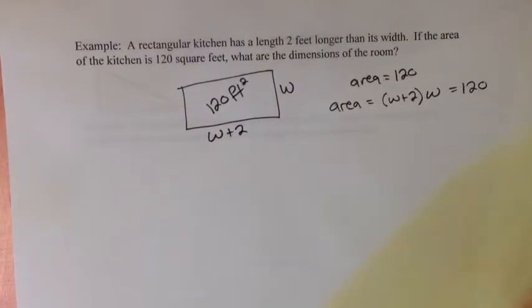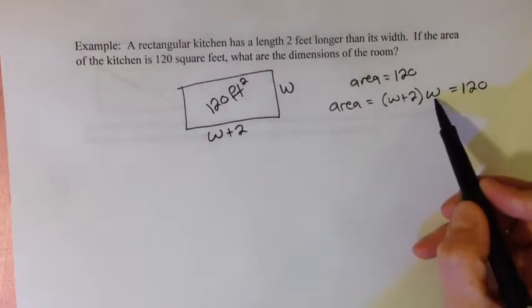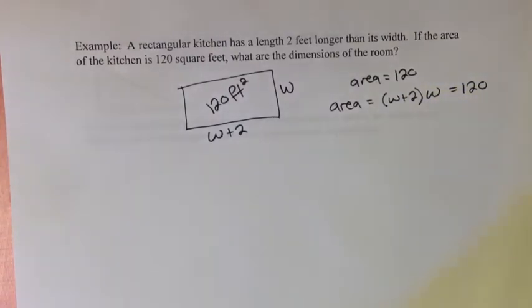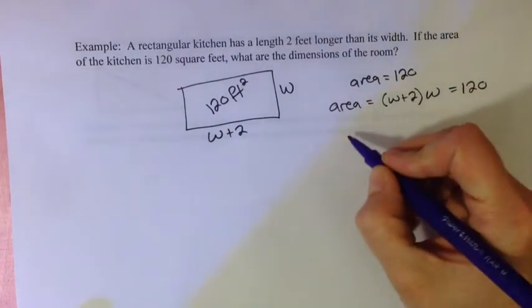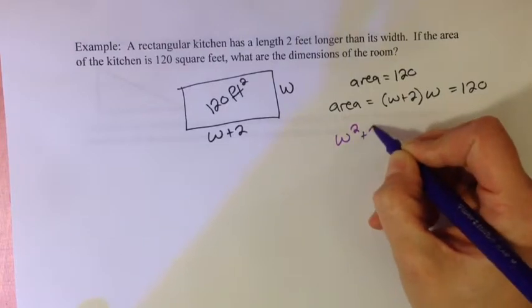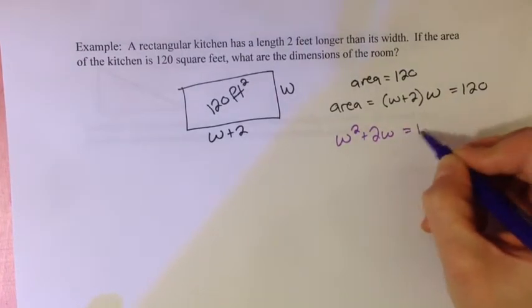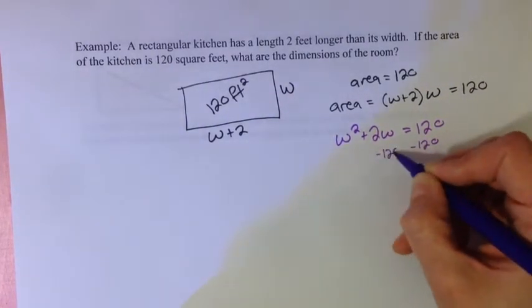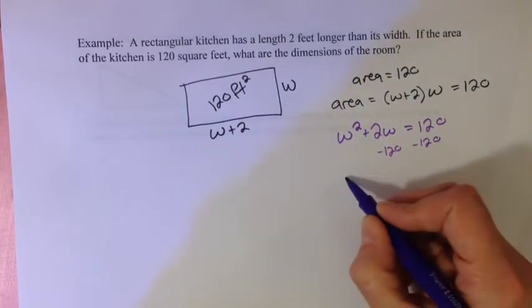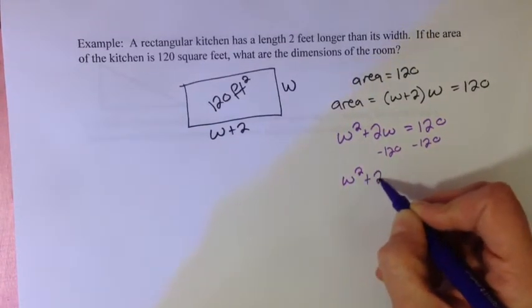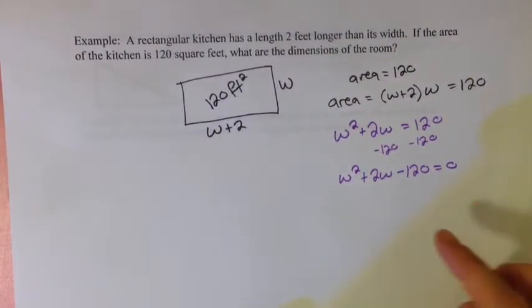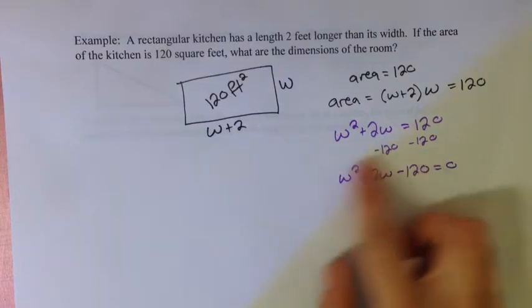Notice, though, that my equation isn't set equal to 0, and it's not in standard form yet. In other words, I haven't multiplied everything out on the left side. So let's go ahead and do that part. When I multiply this W through, I will end up with W squared plus 2W equals 120. Then I'm going to subtract the 120 from both sides so that I get the whole thing set equal to 0: W squared plus 2W minus 120 equals 0. That gives me an equation where it's all set equal to 0.